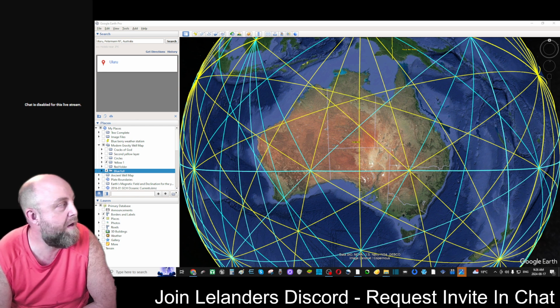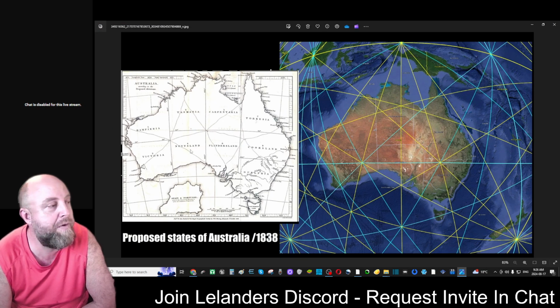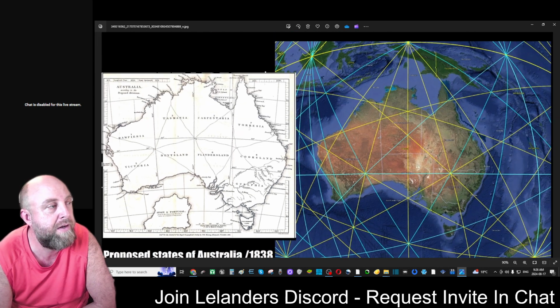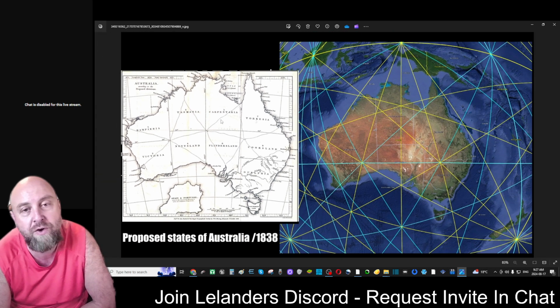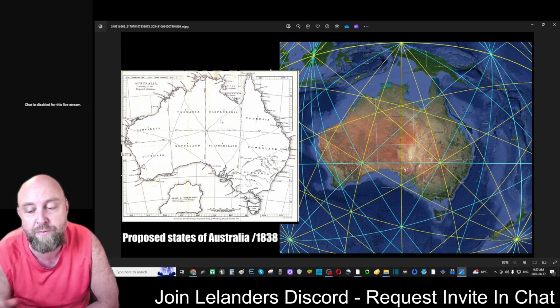So what we have here, oh, there it is. This is a map of the proposed states of Australia in 1838. You can see that line pattern with where it intersects and divides it almost matches the gravity well map to a T, which I find kind of interesting. I guess it happened just by random chance, or someone actually uses these gravity well maps and we're just not really familiar with it.